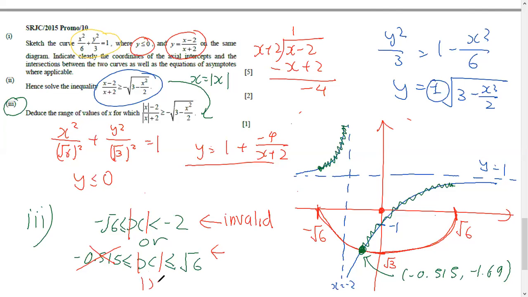So the final we have is modulus of x less than or equal to square root 6. And therefore, the final answer will be x must be between minus root 6 and root 6.